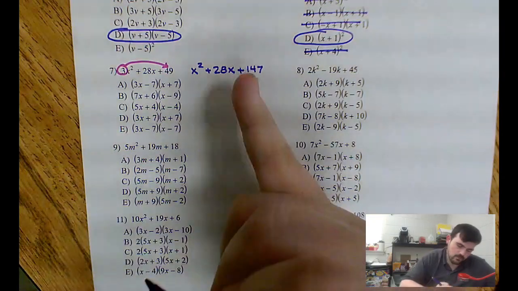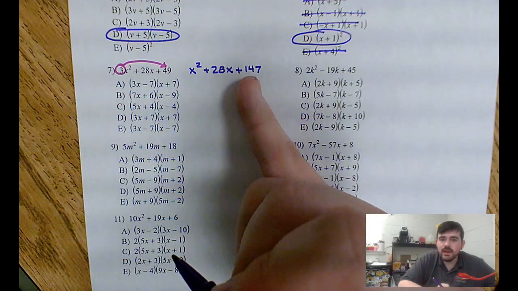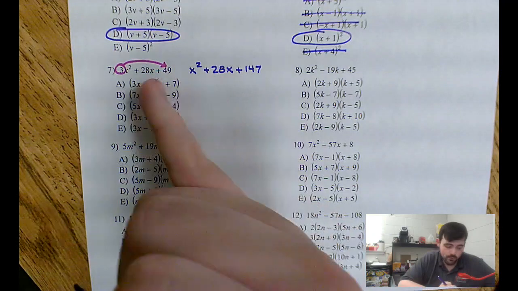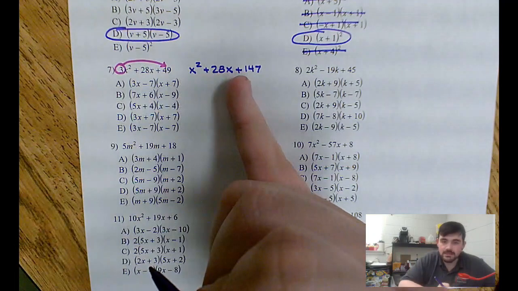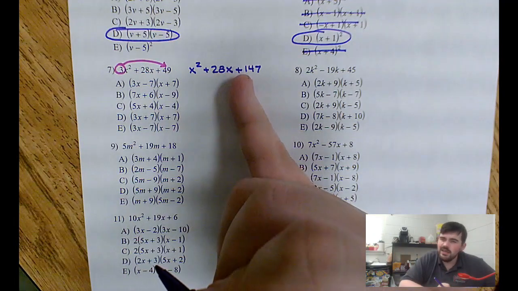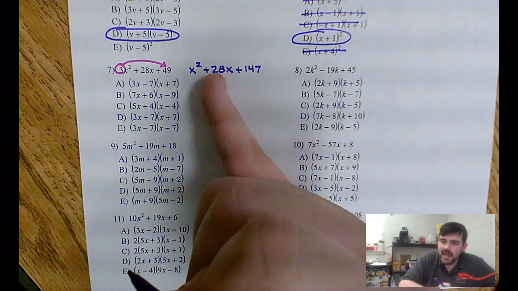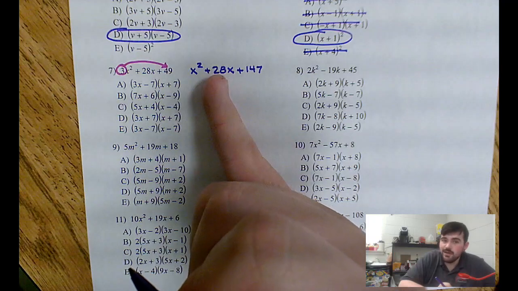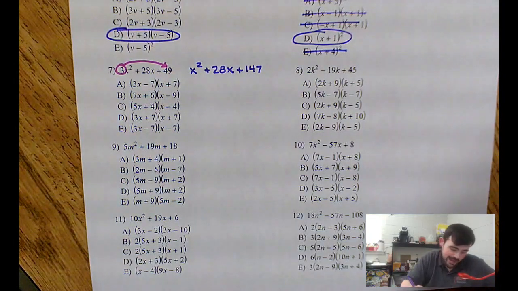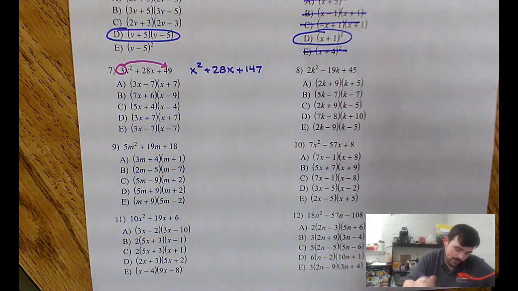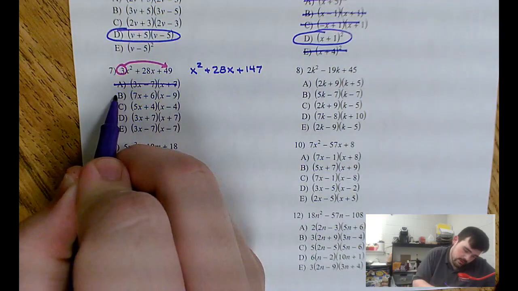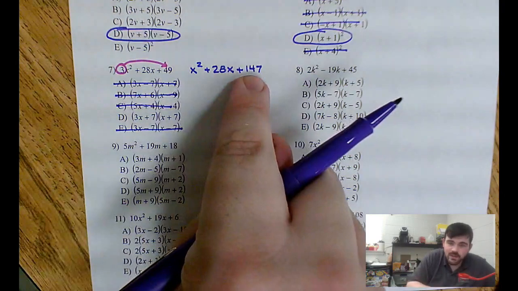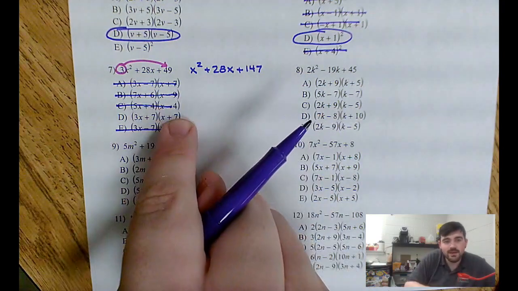Now, I need numbers that multiply to a positive 147 and add to 28. So what I'm doing here is I've rewritten this into something that is much more easily factored. Now, if they multiply to a positive and add to a positive, I do know that both of my factors are going to be positive. So process of elimination, I know the answer is already D. A has a negative, so does B, so does C, and so does E. Again, if they multiply to a positive and the sum is positive, both factors are positive.